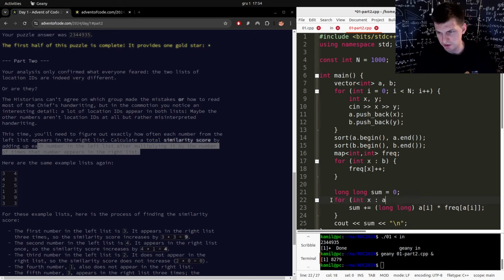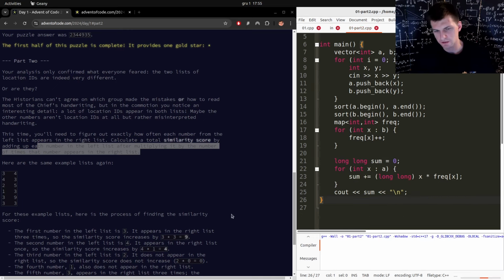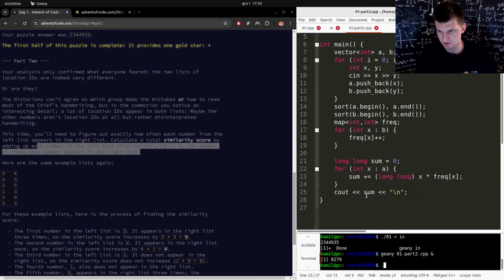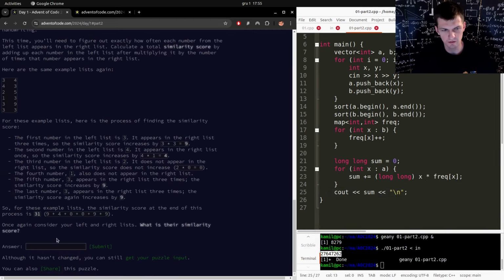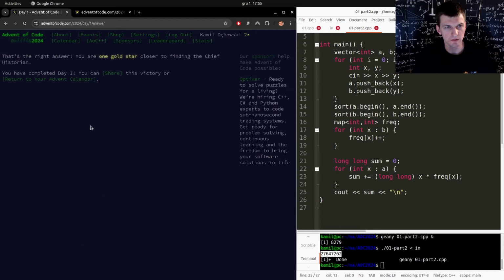In C++, by the way, it's better to iterate elements like this. If you don't need the index i, then it's nicer not to use it. Let's see. 01, part 2 on the input, this thing, submit. Right answer.